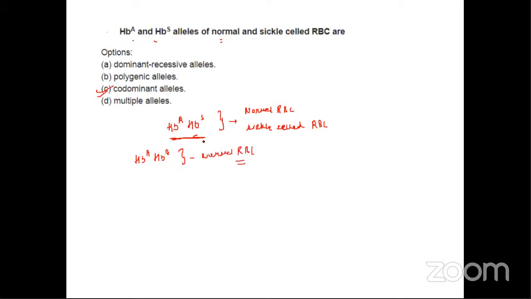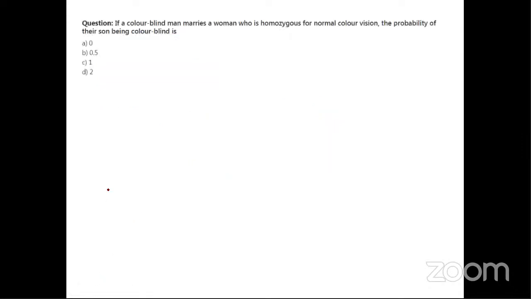Right? But when I'm finding this condition here, I will find normal RBCs also, sickle cell RBCs also. So that means both of them are getting expressed. So this is an example of codominant alleles. All right, next question. If a colorblind man marries a woman who is homozygous for normal color vision, the probability of their son being colorblind is.